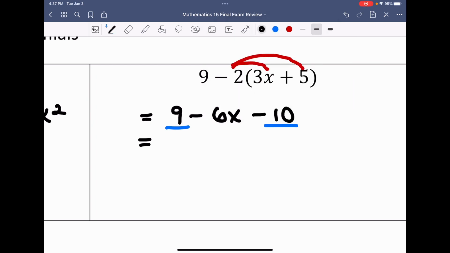Let's put them together. 9 minus 10 is equal to negative 1 minus that 6x. And we could reorder these if we wanted. So I could put it as negative 6x minus 1. That means the exact same thing.